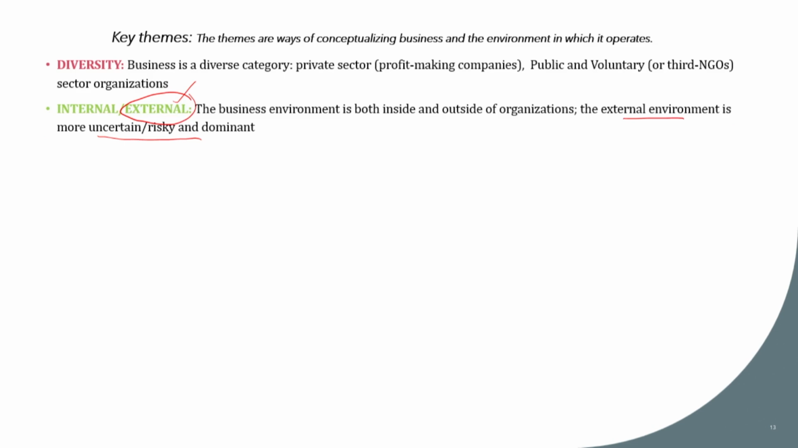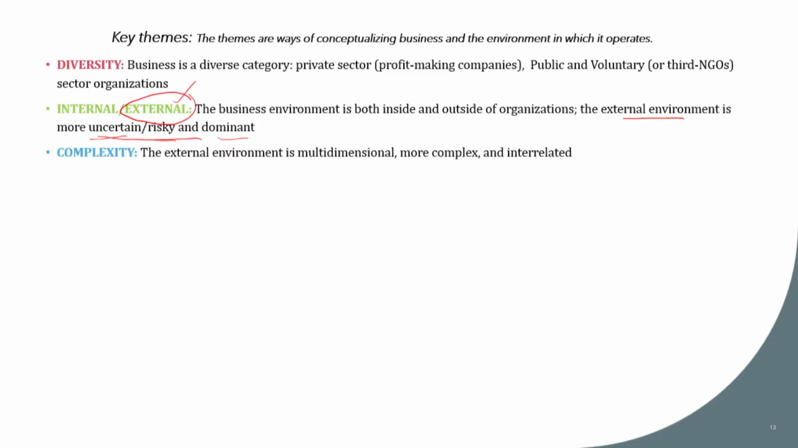Then at the end of the course, we'll see how firms devise strategies to address the various external environments. Most of them are very uncertain, as I already mentioned, uncertain and risky, and firms develop strategies to predict and respond accordingly to this external environment.